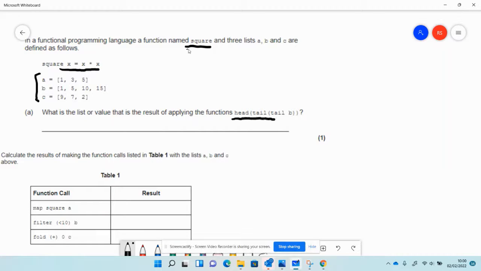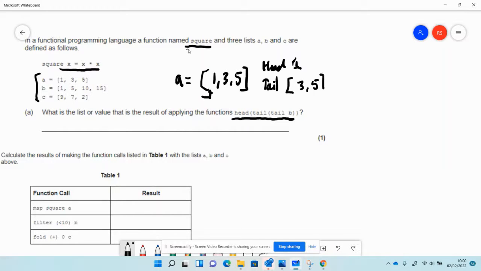So we've got heads and tails of lists. The head of a list, if we've got list A, which is 1, 3, and 5, is the first item in the list. So the head would be 1. And the tail is the whole of the rest of the list. So the tail would be 3 and 5.